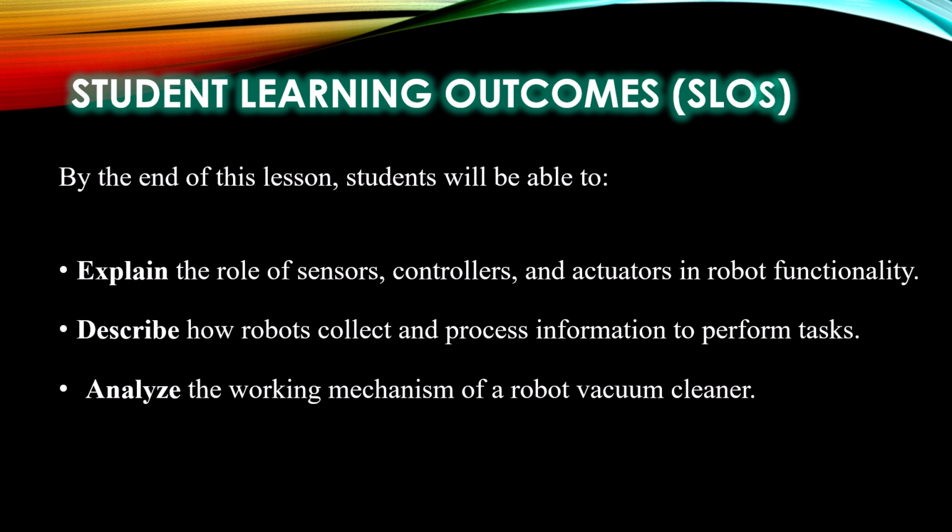Dear students, let's begin with the Students' Learning Outcomes or SLOs, so you know exactly what you will learn in this lesson. By the end of this lesson, you will be able to explain the role of sensors, controllers, and actuators in robot functionality. Describe how robots collect and process information to perform tasks. Analyze the working mechanism of a robot vacuum cleaner.